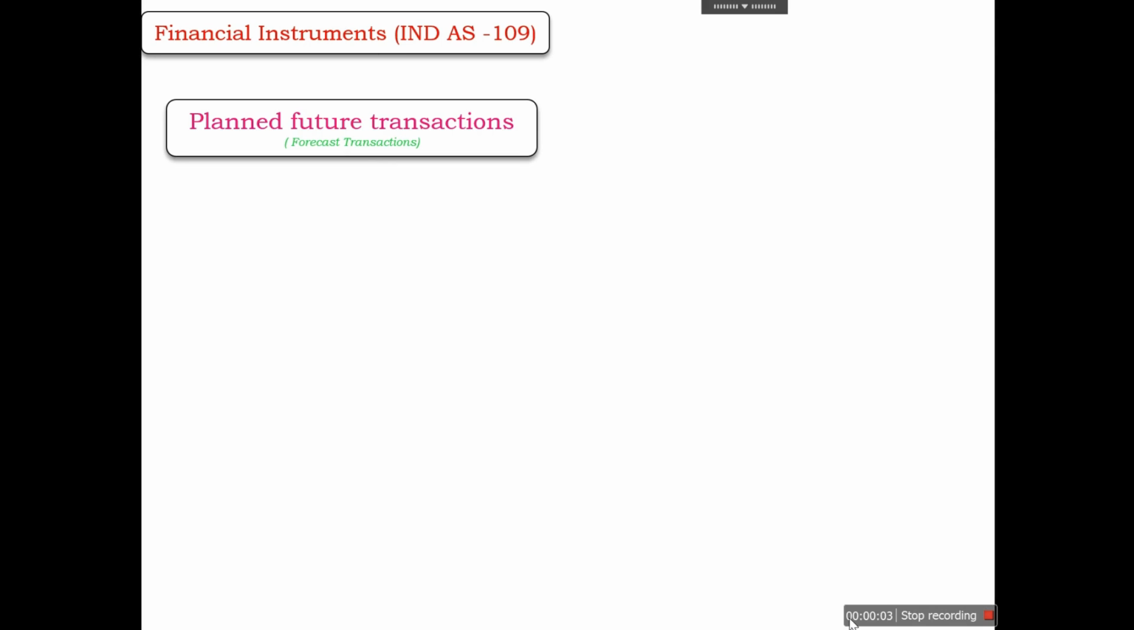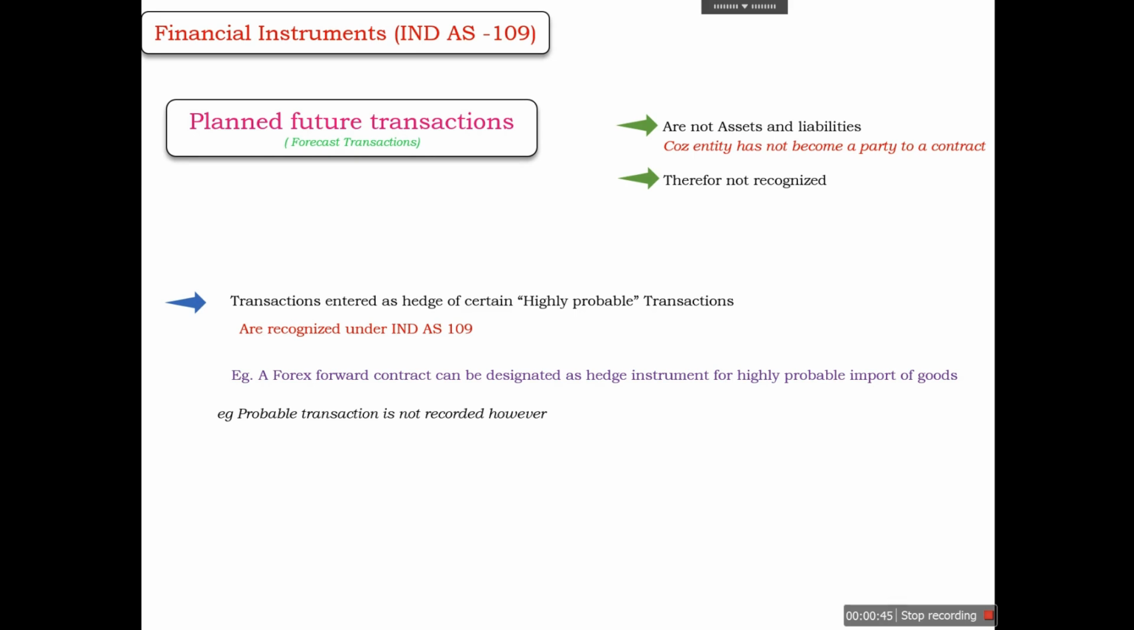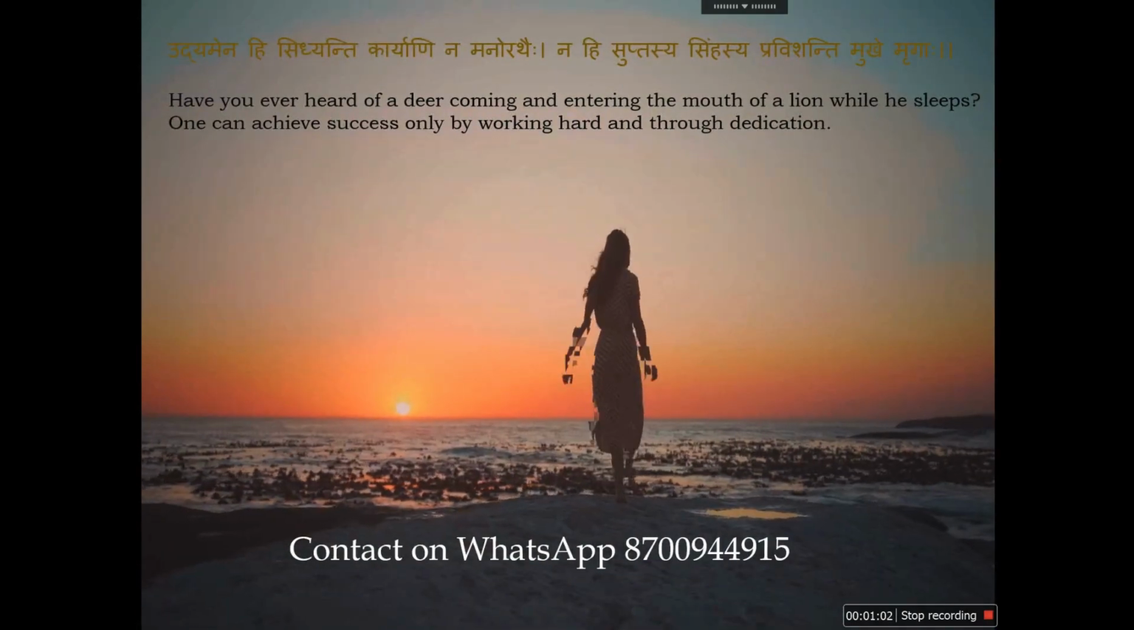Planned future transactions, which can be referred to as forecast transactions, are also not assets and liabilities because there is no right and obligation, owing to the lack of a contract regarding the transaction. So these transactions are not recognized as per Ind AS 109. However, there are transactions that are entered into as a hedge of certain highly probable transactions, and these hedge transactions are recognized under Ind AS 109. For example, a forex forward contract can be designated as a hedge instrument for a highly probable import of goods. In this case, the import of goods that is highly probable is not recorded. However, the forex forward contract that is designated as a hedge is accounted for as though the probable transaction will take place. So this is all about the accounting for probable transactions under Ind AS 109.